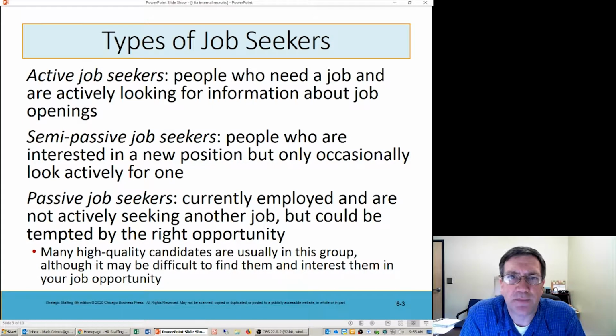3 types of job seekers. First of all, we have the active job seekers. Those are people who really need a job and who are out there trying to do something about it.